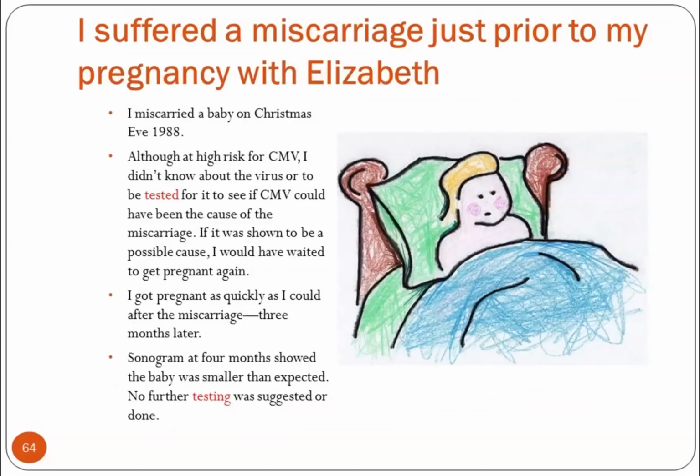Again, I suffered a miscarriage just prior to my pregnancy with Elizabeth. That was on Christmas Eve, 1988. Although I was at high risk for CMV, I didn't know about the virus or get tested for it to see if CMV could have been the cause of the miscarriage. If it was shown to be a possible cause, I would have waited to get pregnant again. I got pregnant as quickly as I could after the miscarriage, 3 months later. A sonogram at 4 months showed the baby was smaller than expected. No further testing was suggested or done.